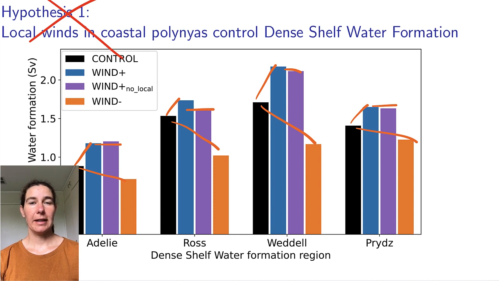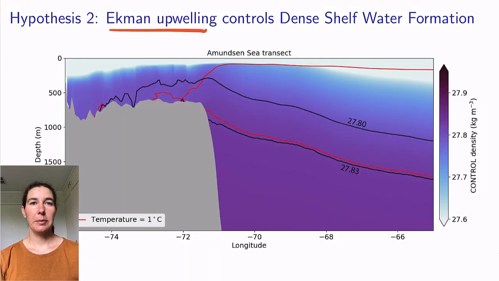So we move on to our second hypothesis, which is related to Ekman-driven upwelling of water onto the shelf. Under this hypothesis, the wind plus forcing increases the upwelling of salty CDW onto the shelf. This small change in the salt balance enhances formation of dense waters.